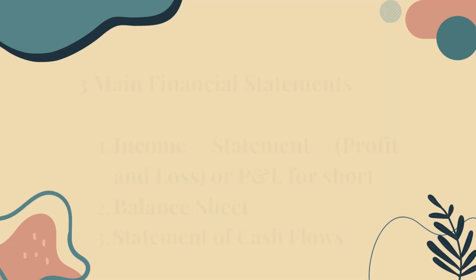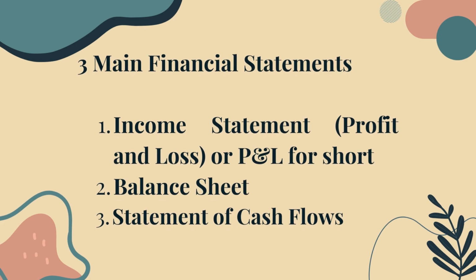There are three main financial statements that you need to be concerned about. The first one is an income statement, also referred to as a profit and loss or a P&L for short. There's also a balance sheet and a statement of cash flows. In today's video, we are only going to be talking about the items that affect the profit and loss or income statement. So let's get started.